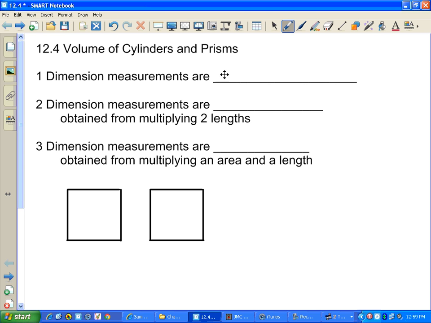One-dimensional measurements, we call those length. Two-dimensional measurements are area, and those are obtained from multiplying two lengths together. Three-dimensional measurements are volume. And we get those from multiplying an area, which is 2 dimensions, by a length or a height. And that gives us our 3 dimensions.